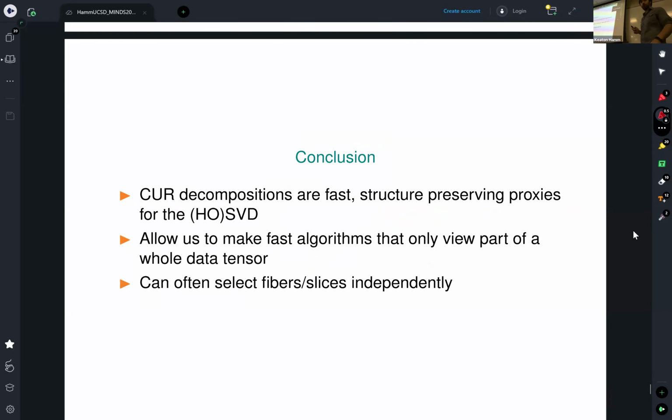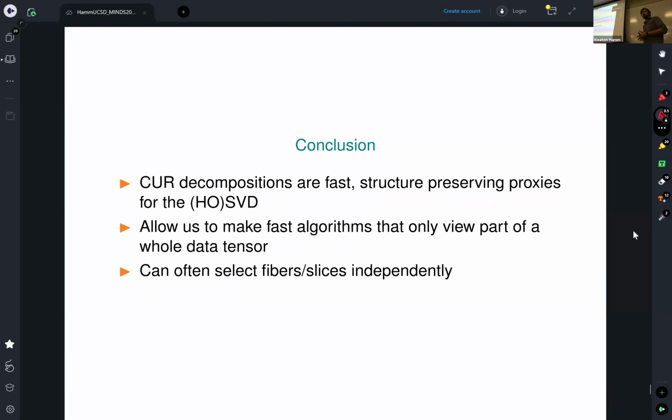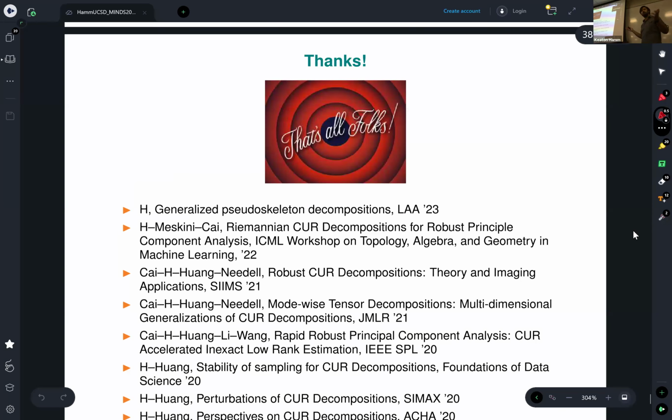And so to just finish up, the takeaways that I want to highlight are, these are fast decompositions. They allow you to preserve structure, and they're generally pretty good proxies for the SVD or higher order SVD or those types of methods. And you can produce a variety of algorithms that use this idea to denoise or solve a robust PCA problem or do matrix completion, tensor completion, only by viewing small subtensors or submatrices. And some of the theoretical results say you can often sample independently, although you may have to sample in a more sophisticated way if you don't have an incoherent tensor. So thanks, and I'll end there.